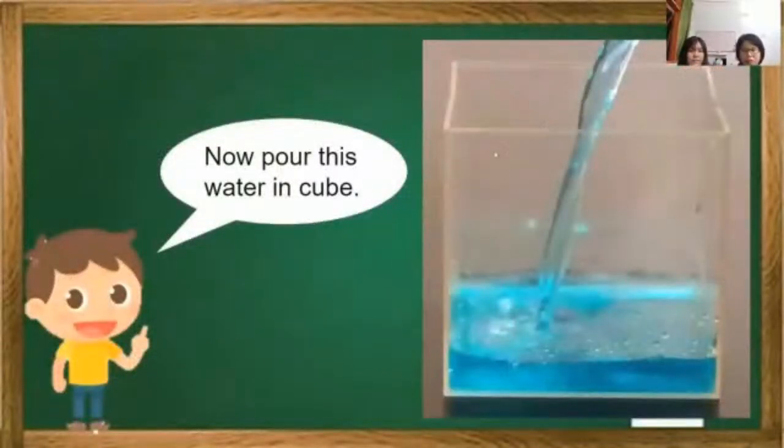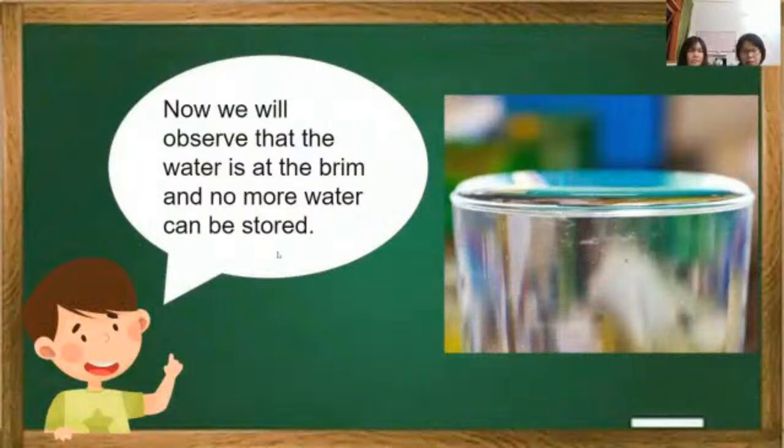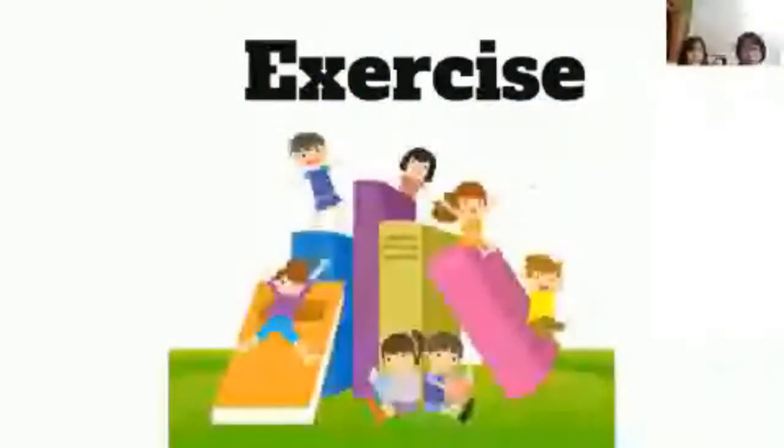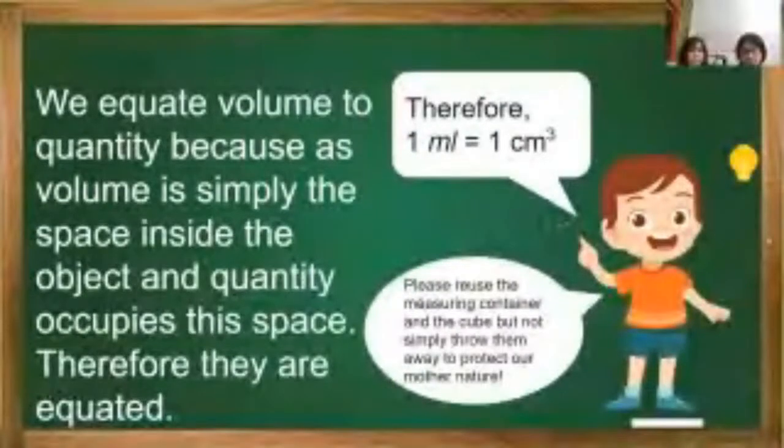Okay, then they will pour the water from the measuring container into the cube, and they will observe the level of water. This is the observation that they will see at the end of this experiment. They will observe that the water is at the brim and no more water can be stored. So they can come to the conclusion that 1000 milliliter equals 1000 centimeter cube. Therefore, 1 milliliter is equal to 1 centimeter cube.